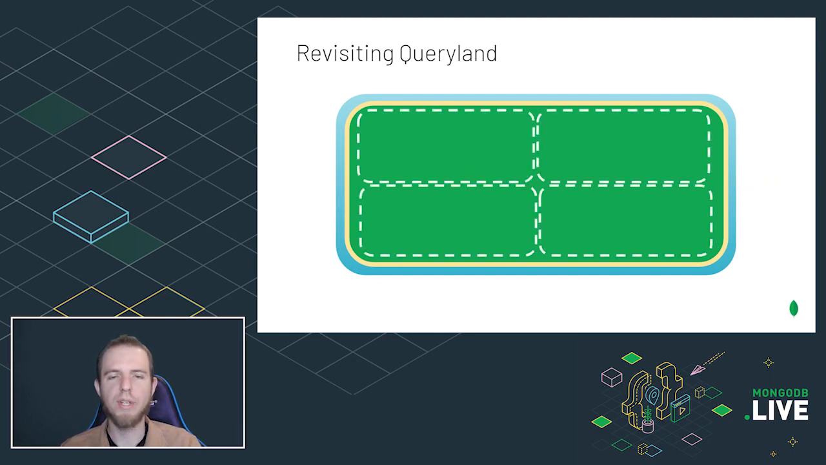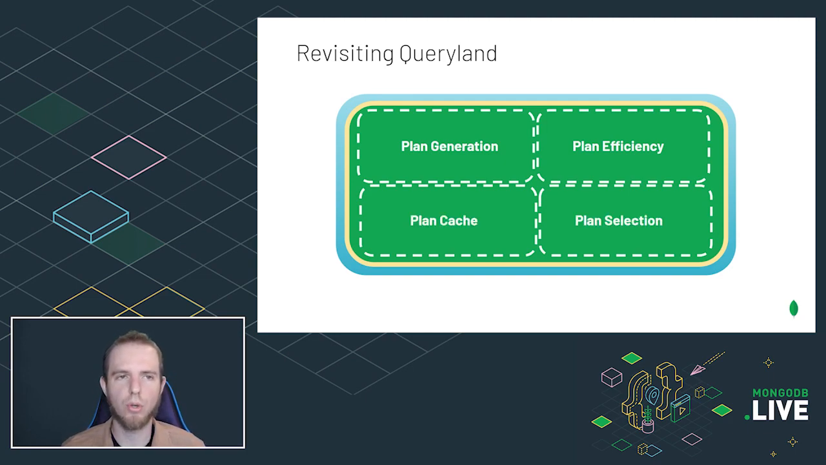So what we did last year was we actually broke down the island into 4 regions. So we said there's plan generation, plan efficiency, plan selection, and plan cache. Each of these controls a different aspect of how that query arrives and then traverses across the landscape of the island to identify the documents, the result set, in the most efficient manner, or in other words, to find the treasure that's buried in the island as fast as possible.